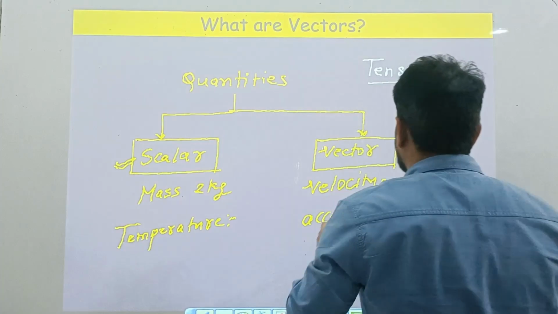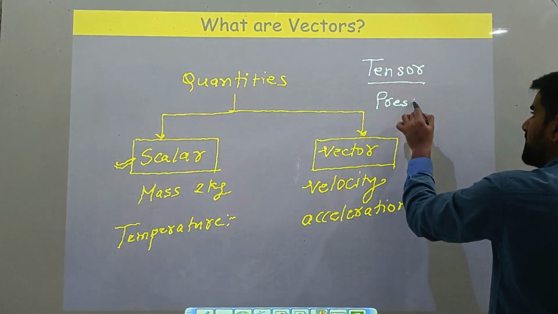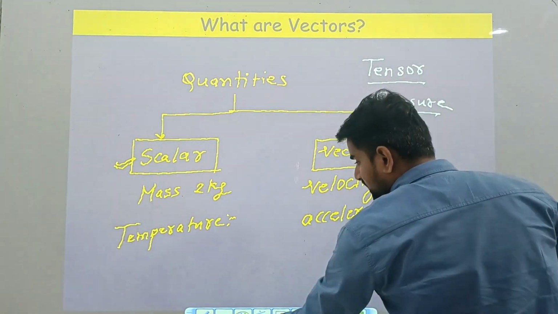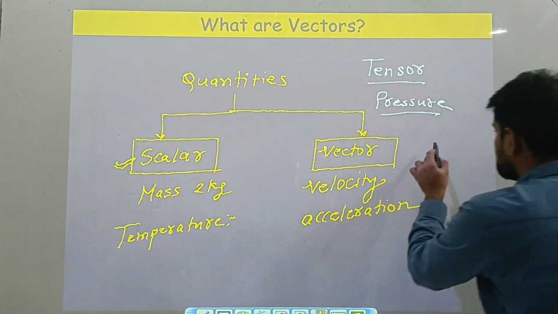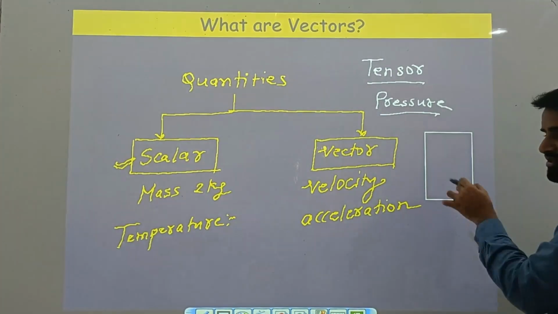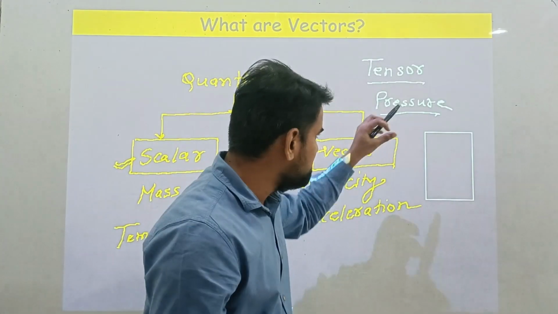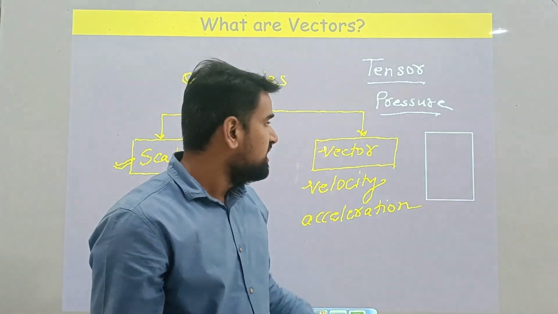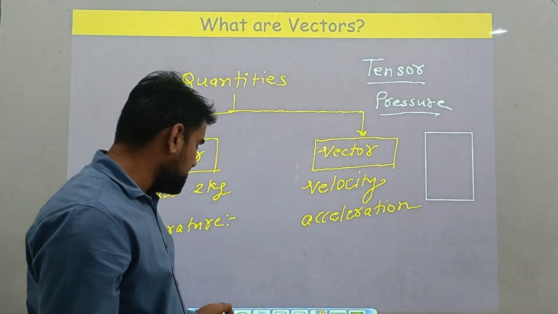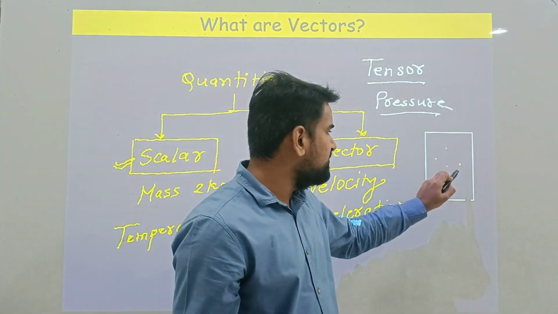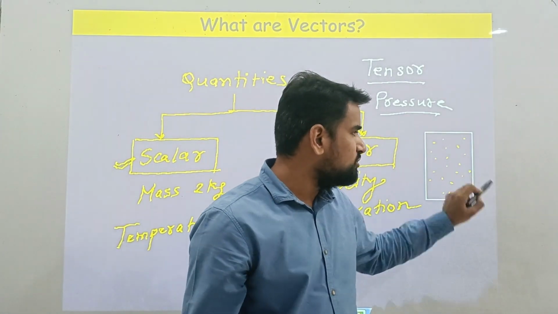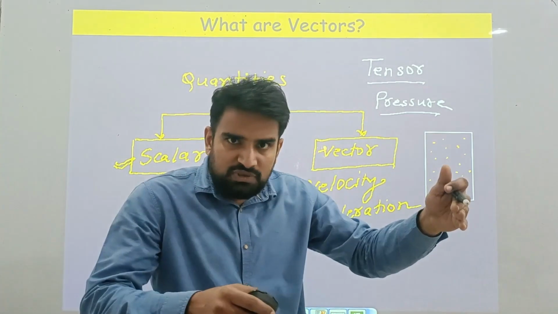Like if I say pressure, all right. If I take pressure as an example, and I draw a box here, let's say this is a container, a gas chamber, and in this gas chamber there is a huge amount of gas filled. If I closely observe, all the gas particles present in it are moving in different directions, right? They are putting pressure on the container's wall, from inside to outside, right?